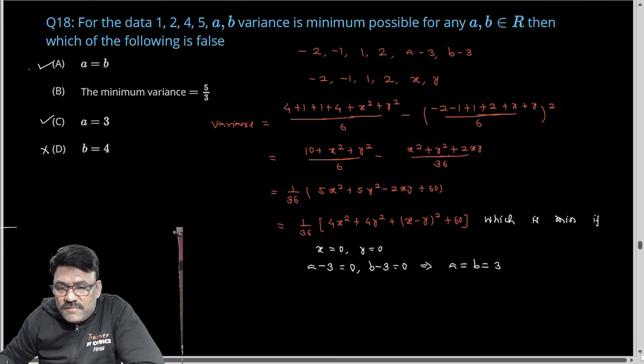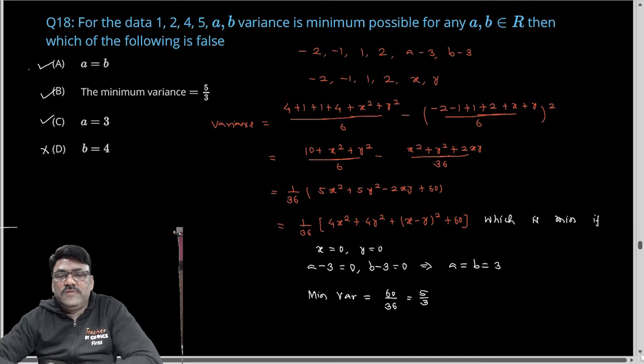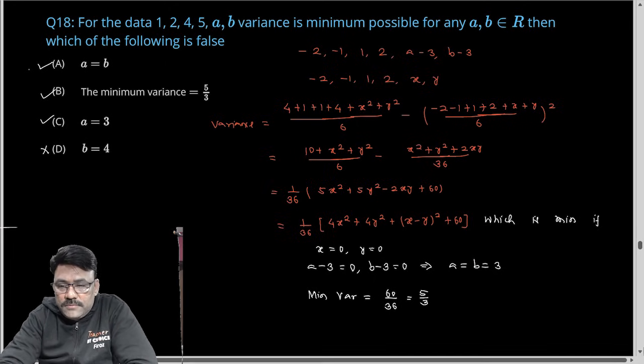And the minimum variance, if I put x is equal to 0, y is equal to 0, what is the minimum variance? Minimum variance is 60 by 36. Just put x is equal to 0, y is equal to 0, so it is 5 by 3. So this option is also correct. Means D option is the false option here. Last option is false.